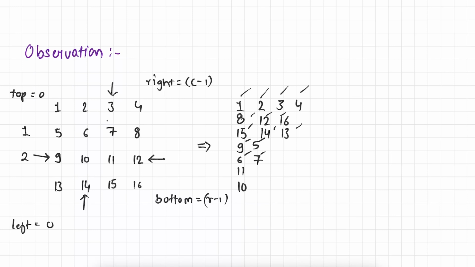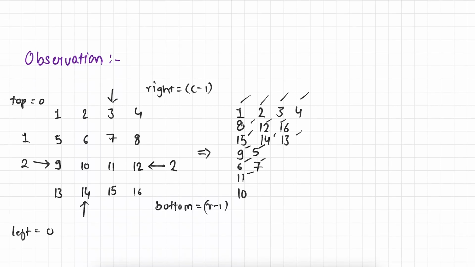Now let's move to the rightmost column. In the rightmost column, we have to print from top to bottom. And now top is at 2 and bottom is also at 2. So this means we have to print only this element, 11. So 11 gets printed on the screen. And similarly, once 11 gets printed, we move the right pointer to the left because we do not wish to come to this element in the future. So the rightmost column is done.